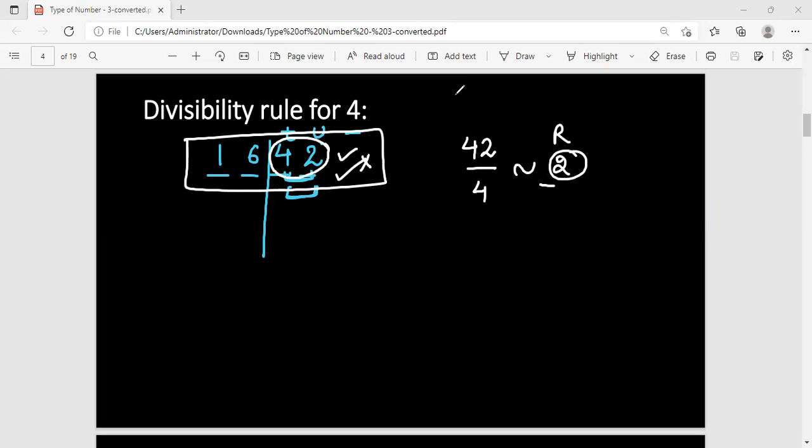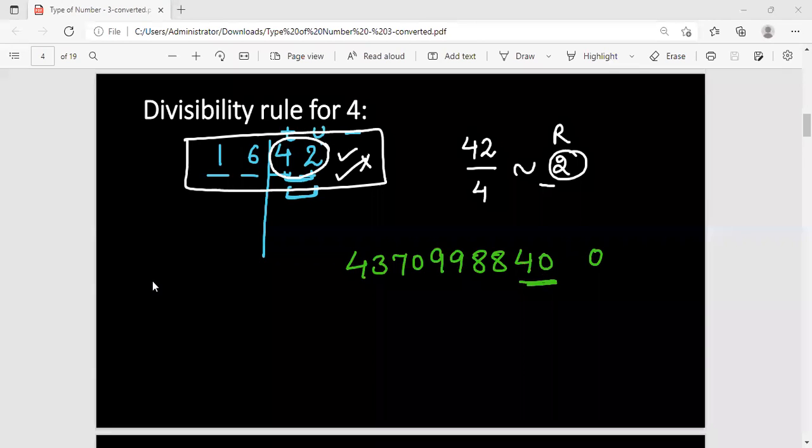Right? Let's take one more. Let us take 437099884. Now, what will be the remainder when this number is divided by 4? Focus on this number, 84. 84 when divided by 4 will give you a remainder of 0. It means this number is exactly divisible by 4.